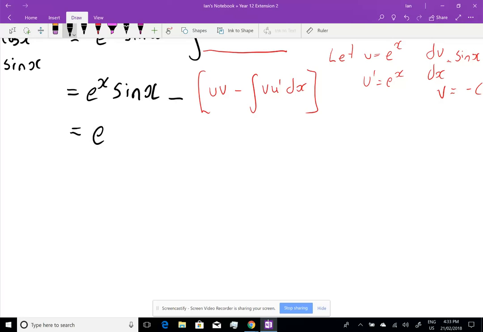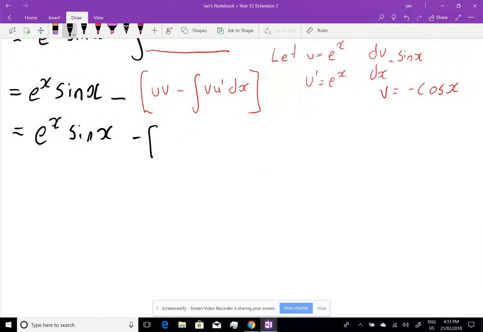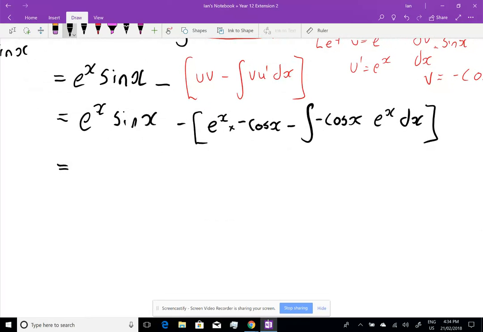So what do I get? I get e to the x sine x minus, well, what's my u? I'm going to keep it in brackets. My u is e to the x. My v is minus cos x minus the integral of vu, minus cos x. My u dash is e to the x dx. Let's tidy this up.